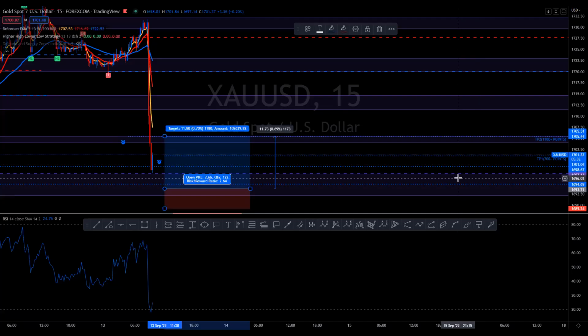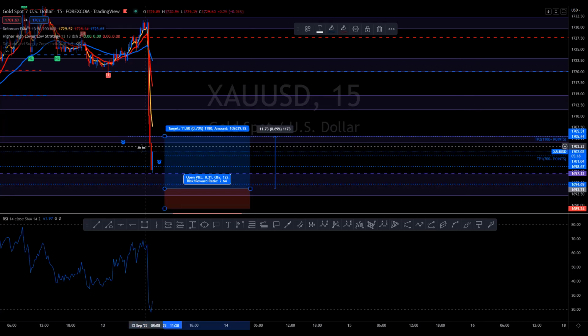Looks like price is really pushing up. I'm almost at $200 profit. There we go. Let's go. Okay, I closed my first partial trade. So now I'm going to let the second one run. So I'm about to trail this.